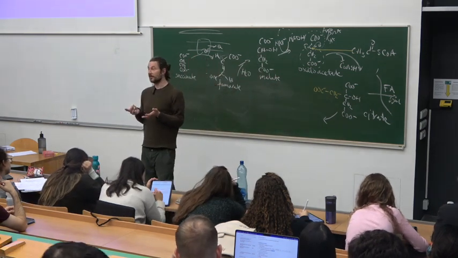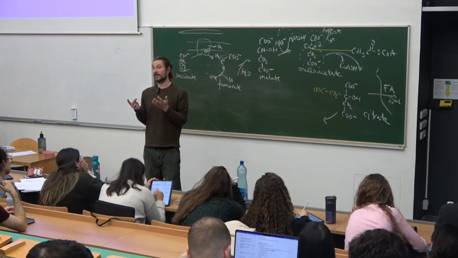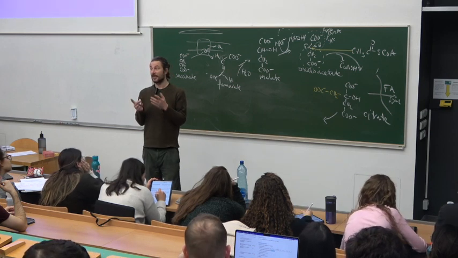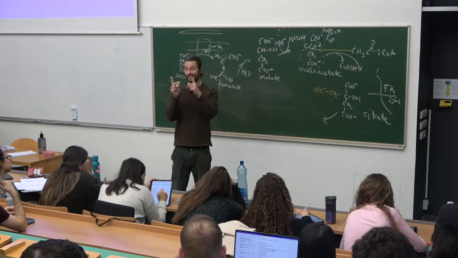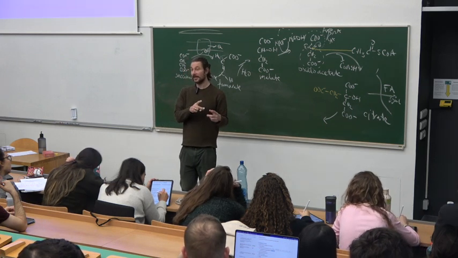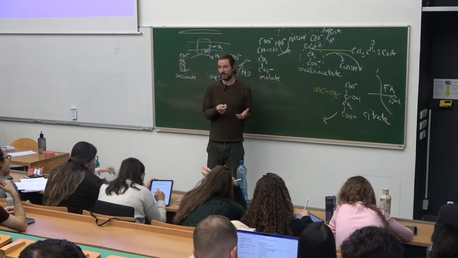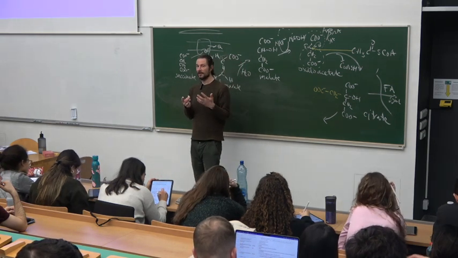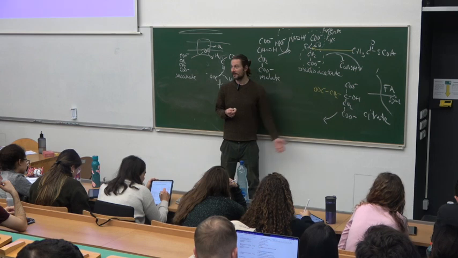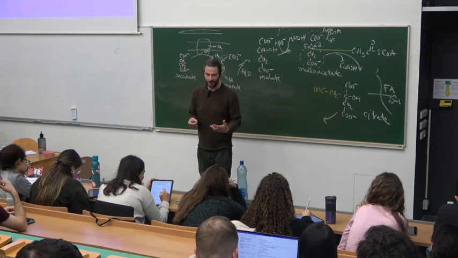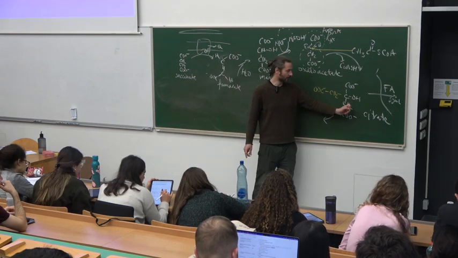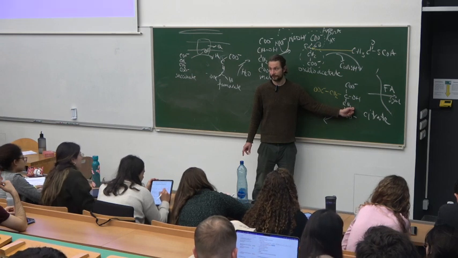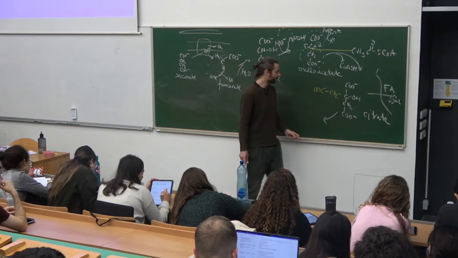So what we first need to do in order to be able to oxidize this hydroxy group is to move it from this carbon to another one and to make it into a secondary hydroxyl group. And this is exactly what happens in the next step. From citrate, we make isocitrate. So we take this OH group and we move it here.